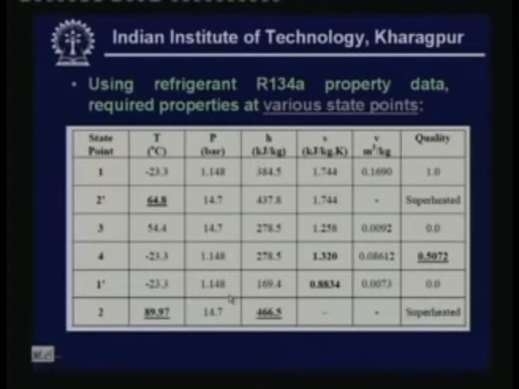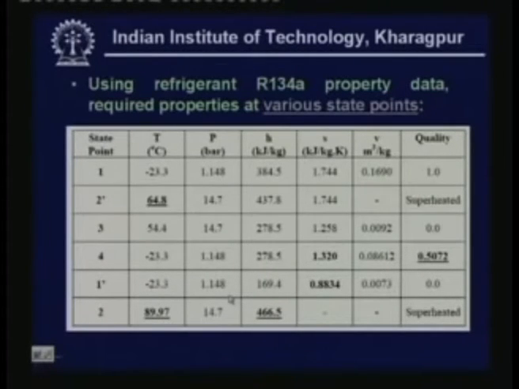Point 3 is the exit of the condenser and inlet to the expansion device. Here we know the temperature, which is equal to 54.4. So, the pressure is 14.7, which is the saturation pressure at this temperature, and we also know that it is saturated liquid. So, quality is known to us, that is 0. So, from the quality and the temperature, find out the rest of the properties like enthalpy and entropy.